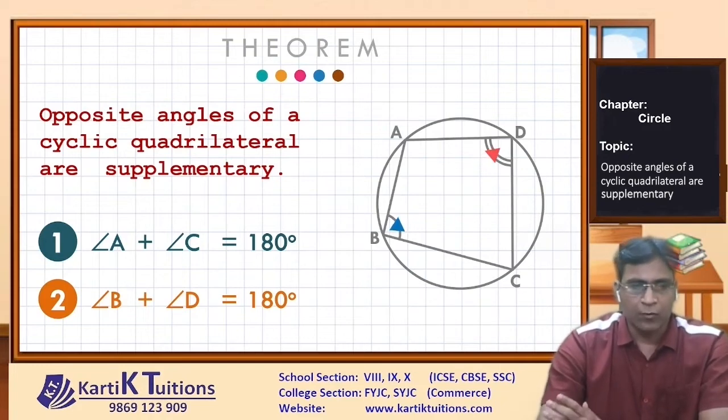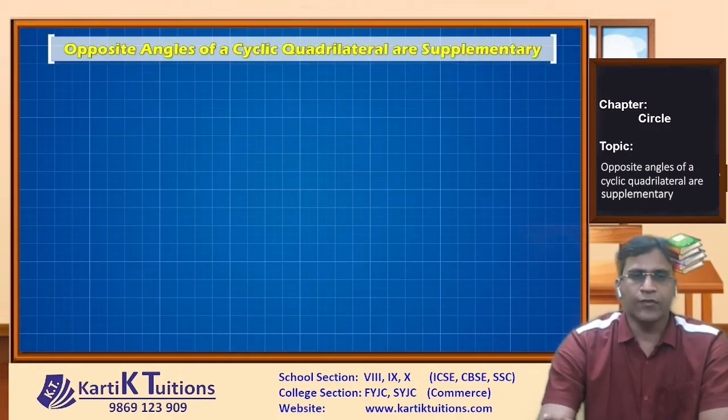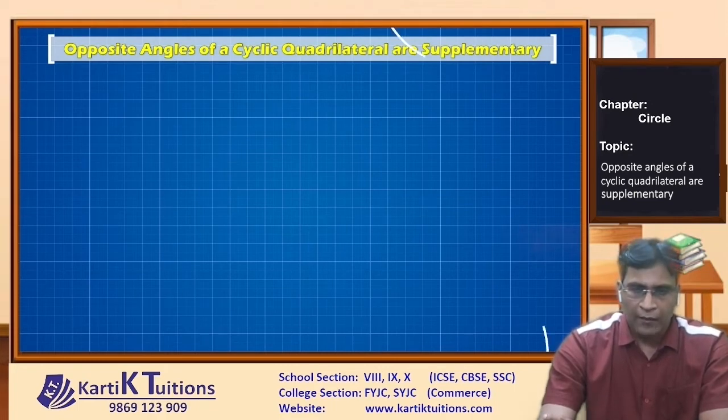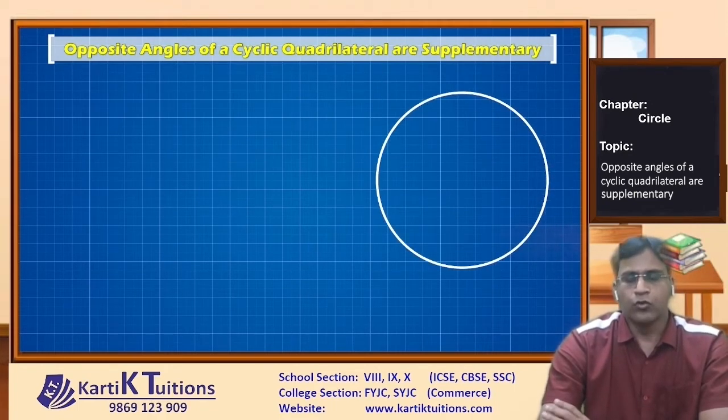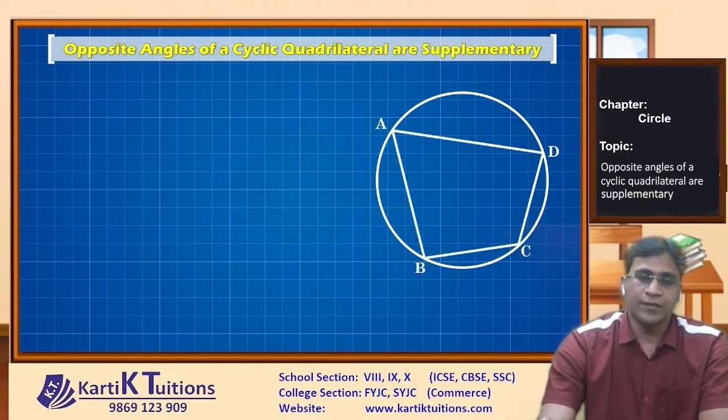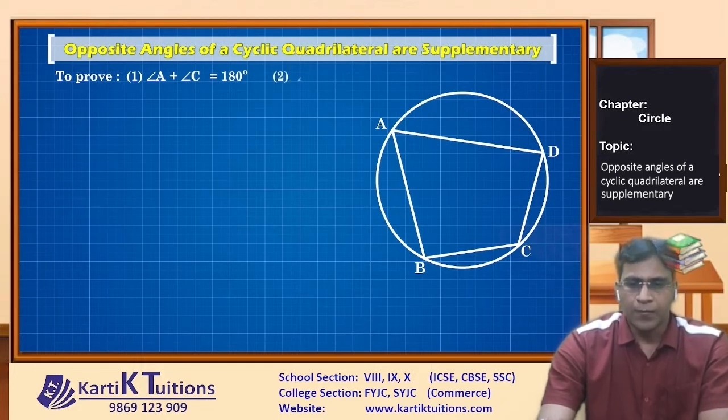Now let's have a look at the proof of this theorem. Usually this theorem comes in a paper for 3 to 4 marks, so it is advisable to understand the theorem. I repeat, for better understanding, first watch the video of the inscribed angle theorem and then continue with this video. Opposite angles of a cyclic quadrilateral are supplementary. I have a circle, and a quadrilateral whose all vertices are lying on the circle, so it becomes a cyclic quadrilateral. You are supposed to prove that angle A plus angle C is equal to 180 degrees and angle B plus angle D is equal to 180 degrees.